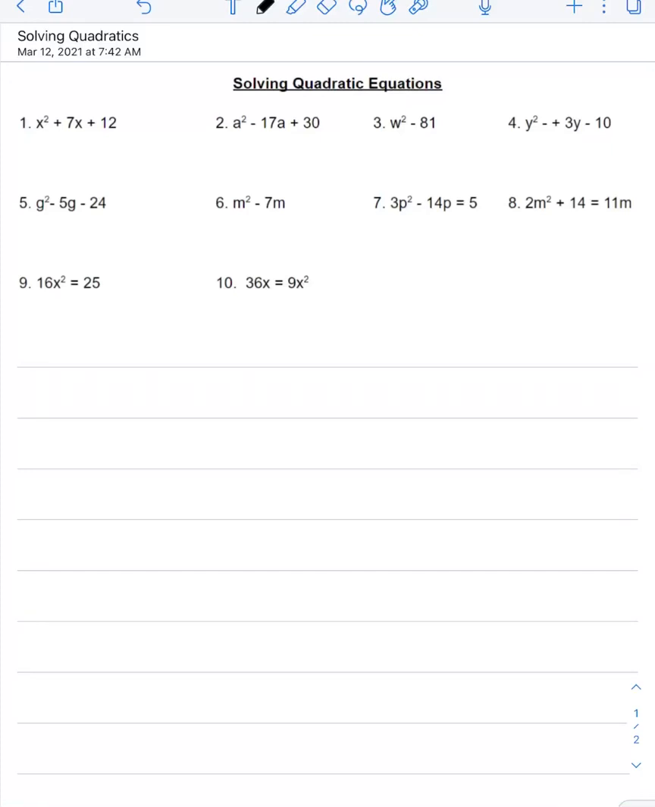Hello everyone. Today we're going to check your quadratic equations practice. So let's take a look at number 1. First, remember we want to set this up equal to 0. That's your first step because your solutions are also called zeros.